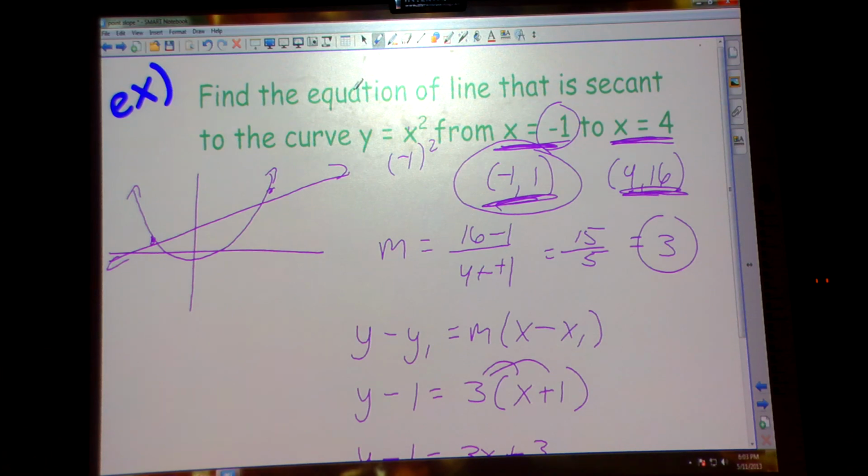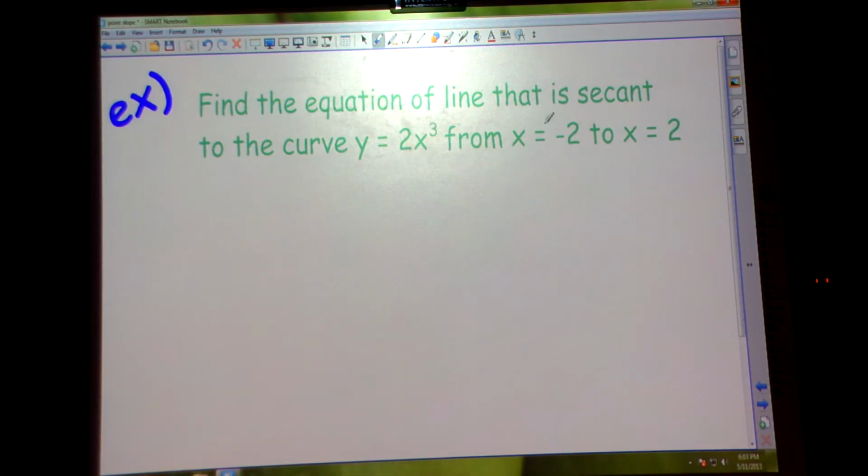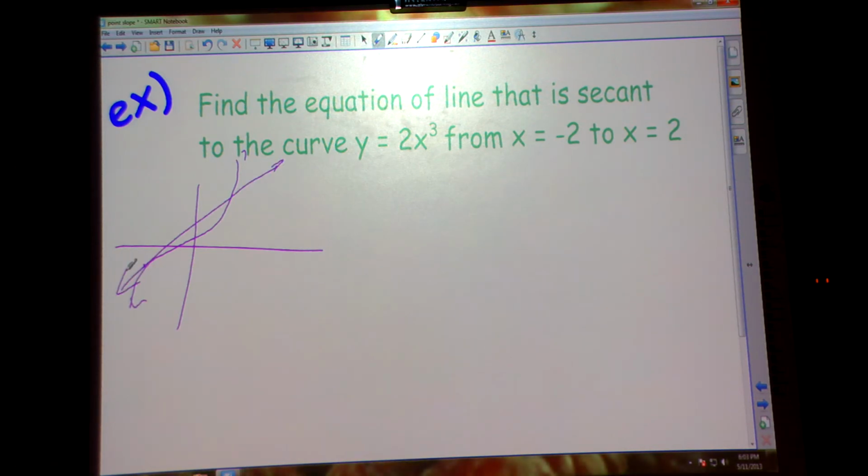So I threw a couple of those in your review handout. Know how to find a secant line. The trick is just finding your y first. Okay, let's do another. So I have 2x cubed, which the next section you're going to learn looks like that. I'm going from -2 to 2, so I want a line that kind of looks like that, just to give you an idea of graphically what's going on.